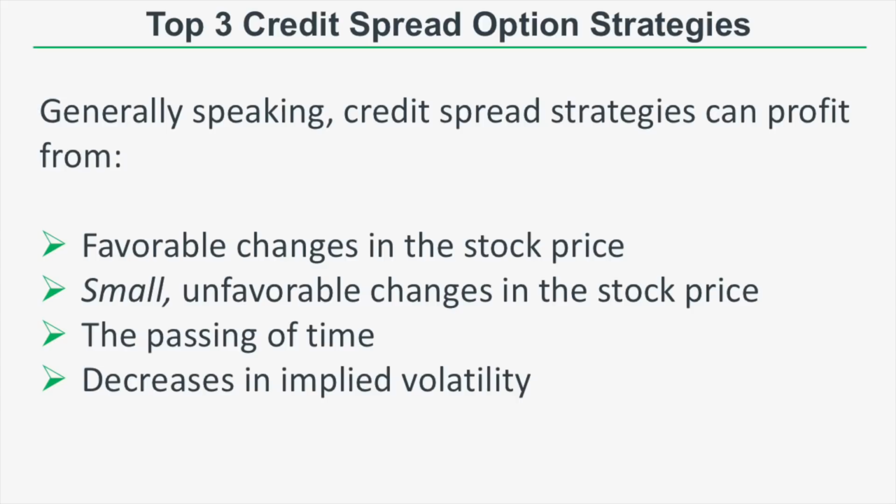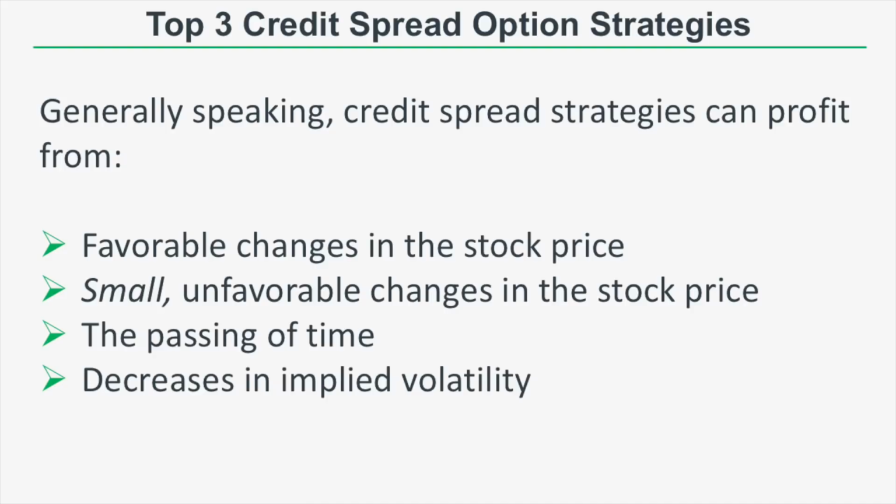Generally speaking, credit spread strategies can profit from the following. So they can profit from favorable changes in the stock price. So that means if you put on a bullish credit spread and the stock price increases, you can make money that way. You can also make money if there are small, unfavorable changes in the stock price.